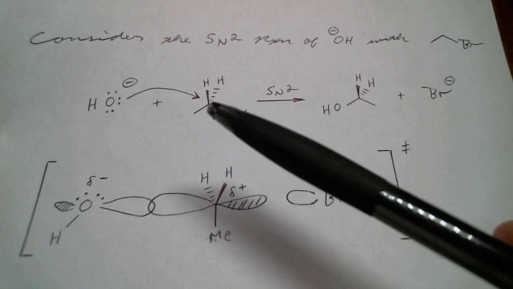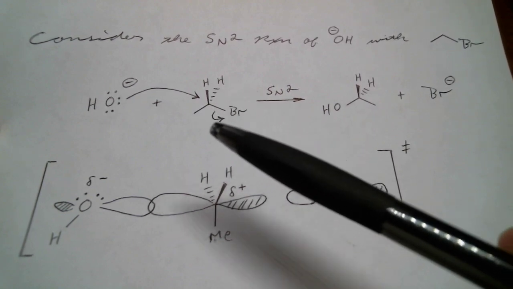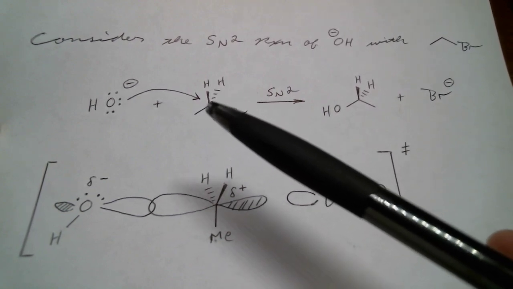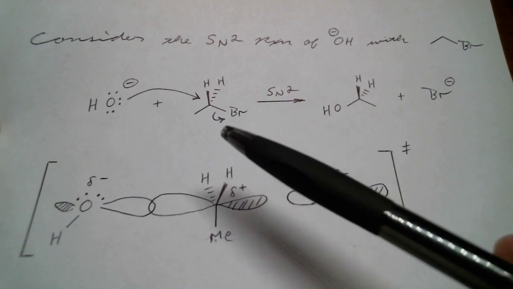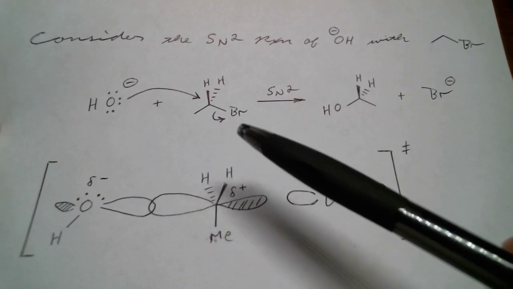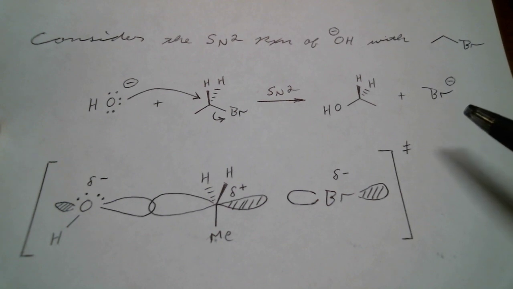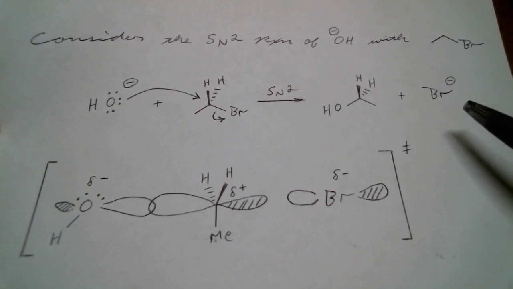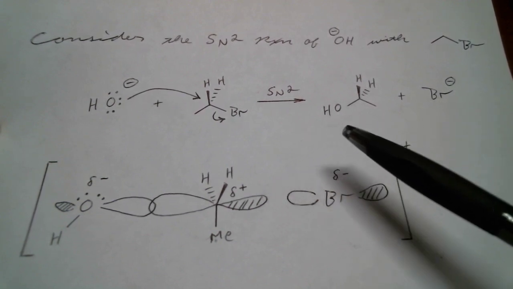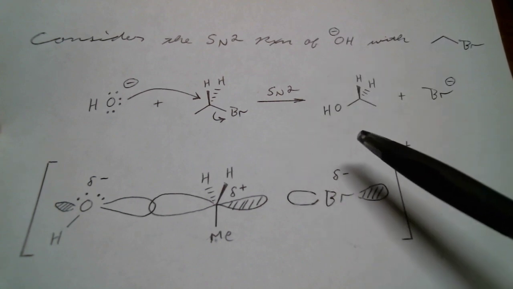Well, if we do that, this carbon already has 4 bonds, so we need to break a bond. We'll break the carbon-bromine bond, and we'll give the 2 electrons to the bromine atom, so we'll kick it out as a leaving group as bromide, and in the process we generate ethanol.